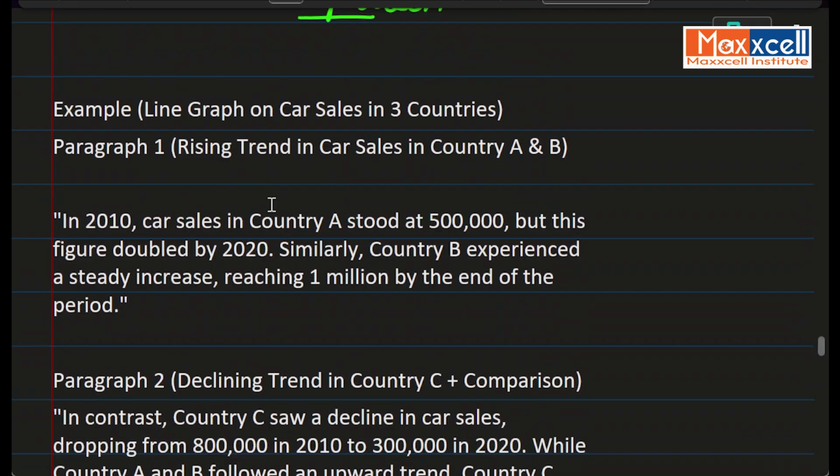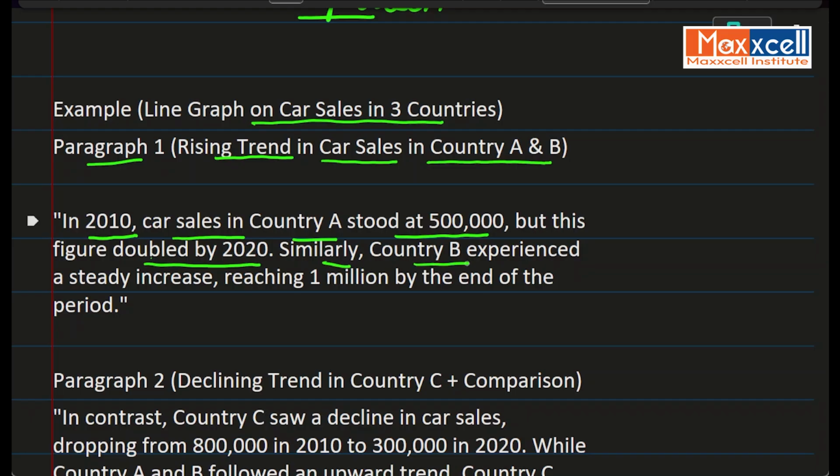For example, in the line graph on car sales in 3 countries, as an example, paragraph 1 covers the rising trend in car sales in country A and B. So in 2010, car sales in country A stood at 500,000, but this figure doubled by 2020. Similarly, country B experienced a steady increase, reaching 1 million by the end of the period. So you are just starting and describing one trend.